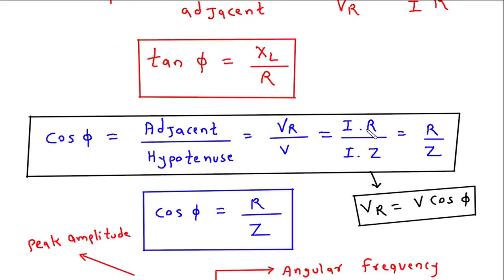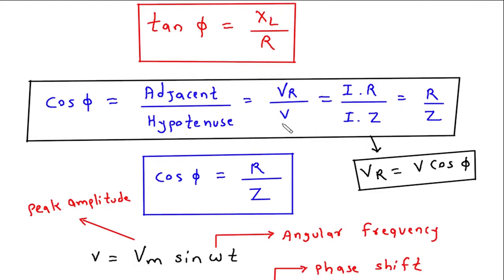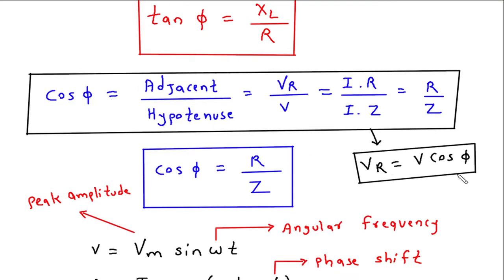Now VR is equal to I into R and applied voltage V is equal to I into Z. This I and this I will get cancelled. So cos phi is equal to R by Z. Now from this also we can say that this VR is equal to V into cos phi. So here VR is equal to V into cos phi.